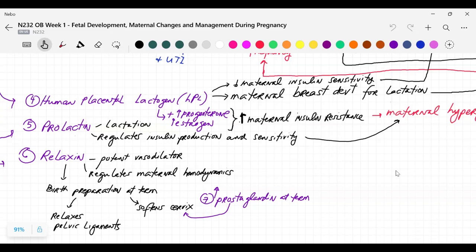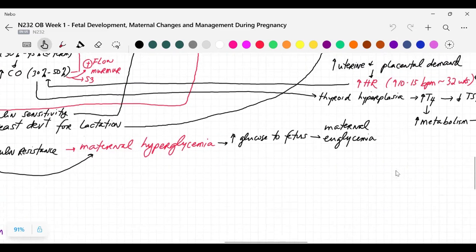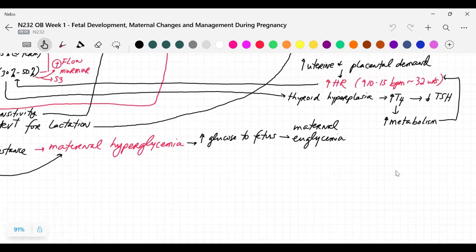Why do we want a high sugar? Well, there's a baby in there, right? So when there's maternal hyperglycemia, the sugar from the blood is detoured to the placenta of the baby so that the baby cells can form. Okay, so that's just how nature is.